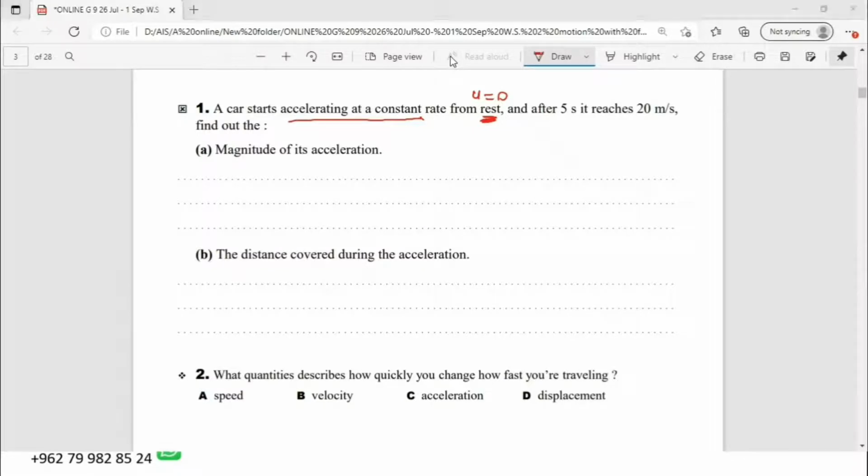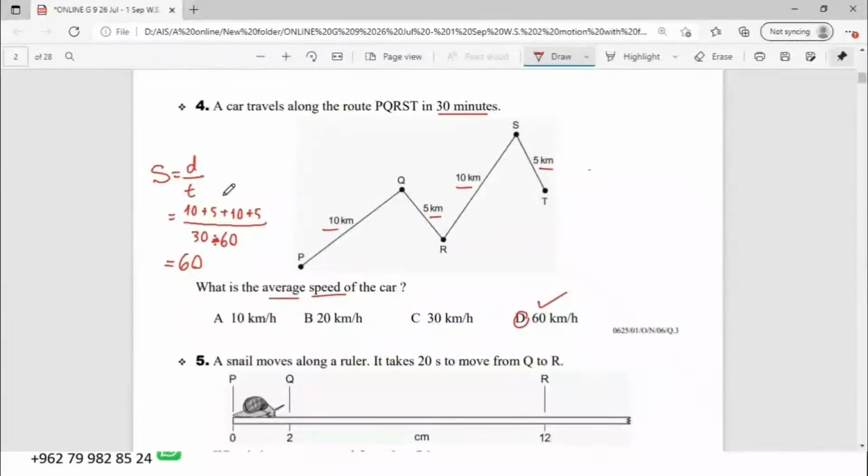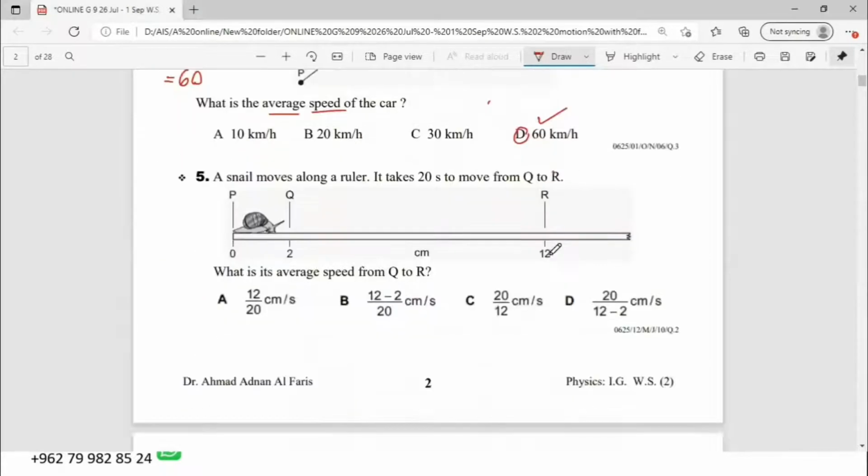Some people started messaging me. Can you go back please? Okay, no problem, let's go back. Wait a minute. This one, okay, this is the answer. Speed equals distance over time: 10 plus 5 plus 10 plus 5 over the time, which is 30 minutes. We convert it into hours, divide by 60. Using the calculator, the answer is 60 km per hour. Yes. Thanks to those who messaged me. U equals 0, yes. You are welcome.